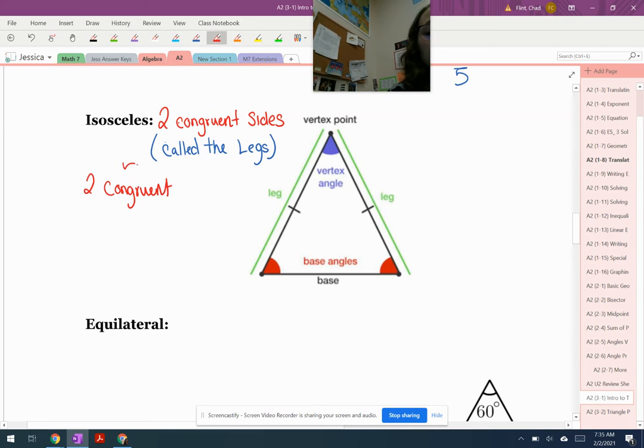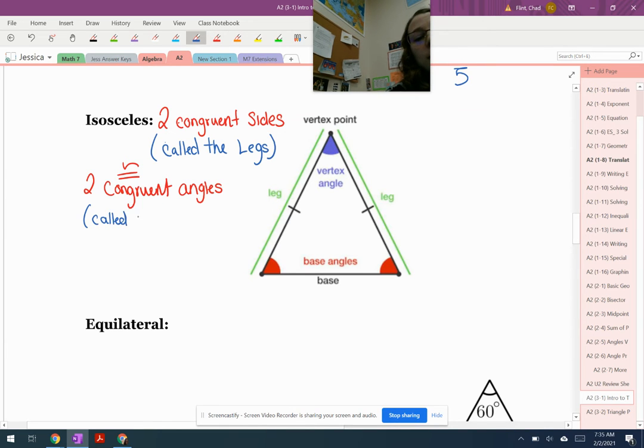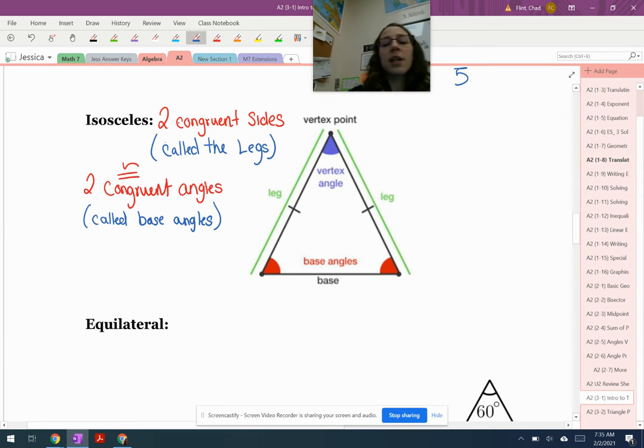angles. And soon I'm going to stop spelling out congruent and just start using the symbol. So be ready for that. Two congruent angles, which are called base angles. And this makes sense because these base angles in my picture here, you'll notice they're the red ones. These ones are directly opposite or directly across from the legs. So you can see that makes sense that those two angles are equal, because those two legs that they're across from are equal.